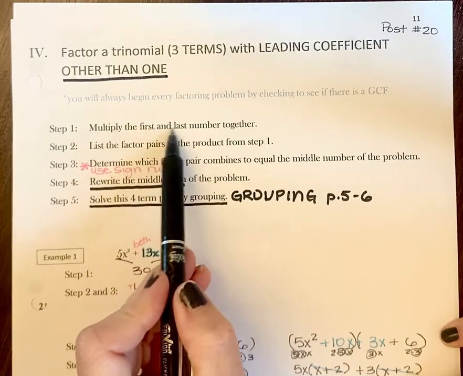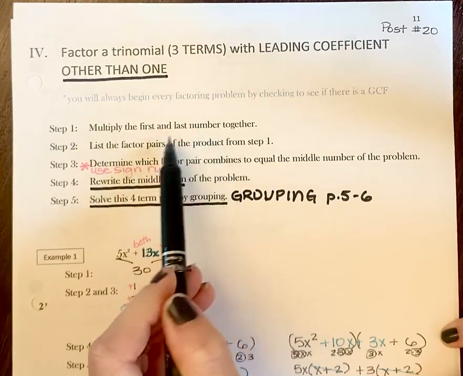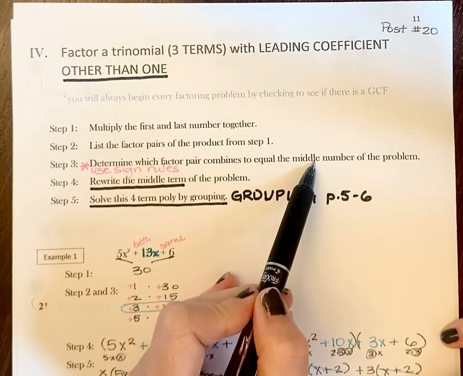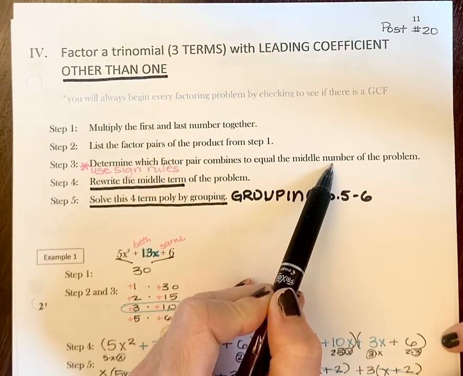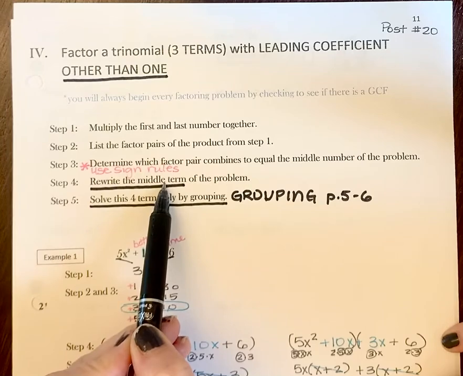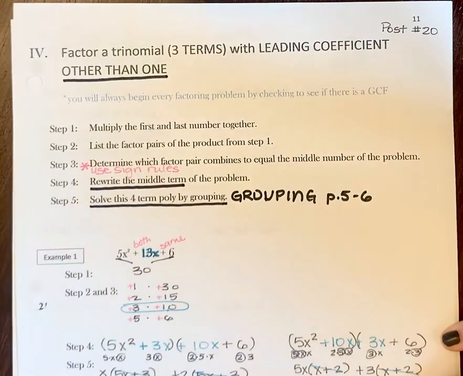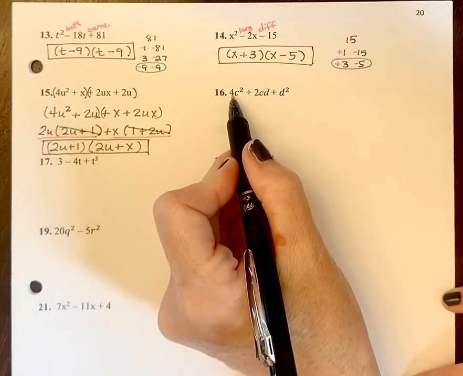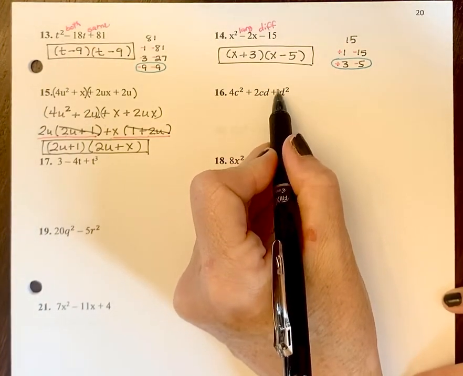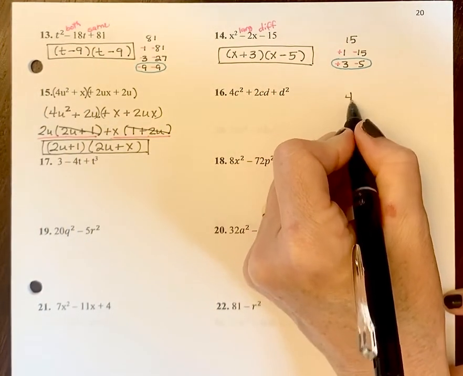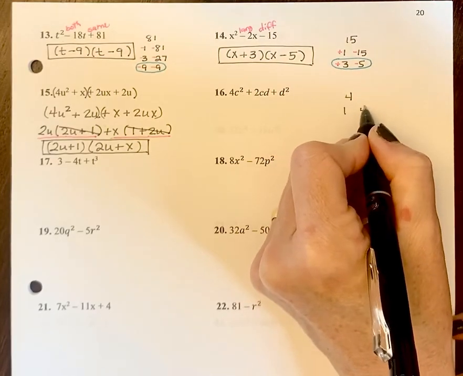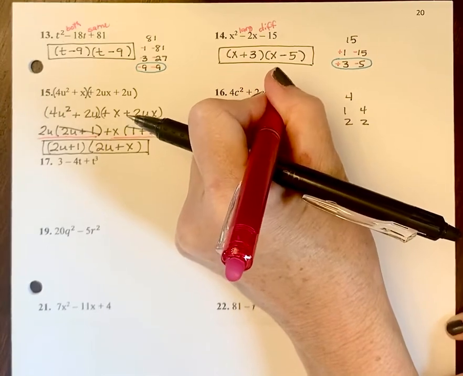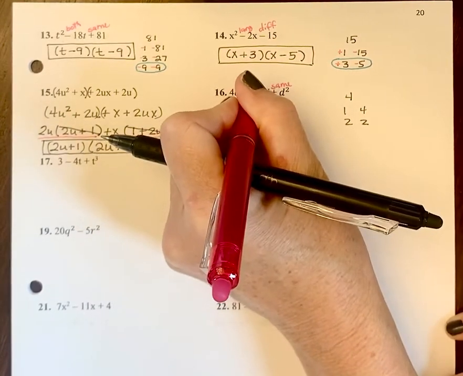You're going to multiply the first and the last number together and look at the factor pairs of that product, and the factor pair that combines to give you the middle number is what you're going to use to rewrite the middle term. All right, so I'm going to multiply the 4 and the understood 1 together. So 4 times 1 is 4. I need the factor pairs of 4. This tells me that the signs are going to be the same and that they're both going to be positive.